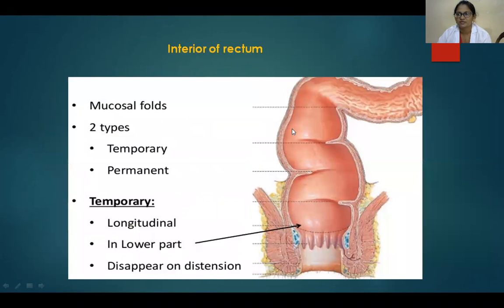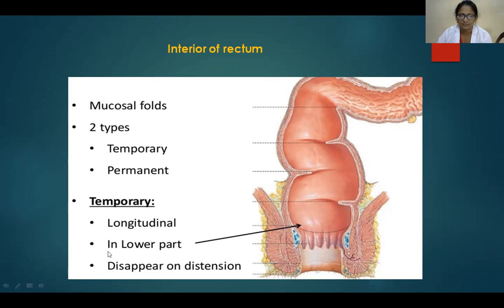Next, coming to the interior of the rectum. The interior of the rectum shows mucosal folds. These are of two types: one is temporary and one is permanent. The temporary ones disappear when the rectum is distended, whereas the permanent folds remain the same.